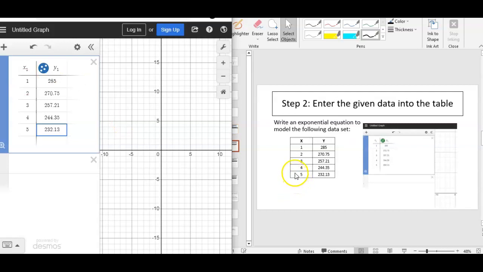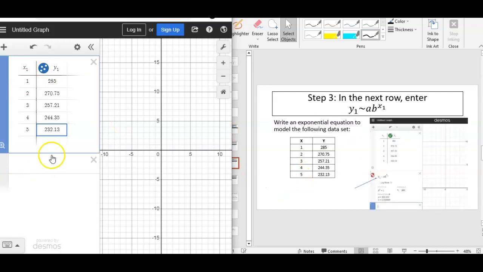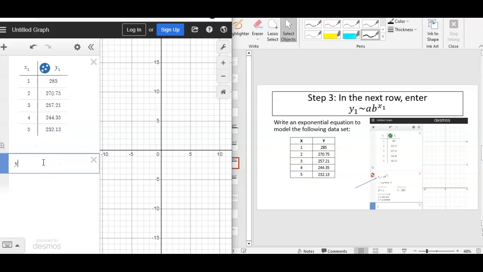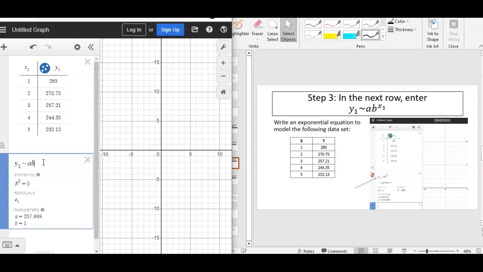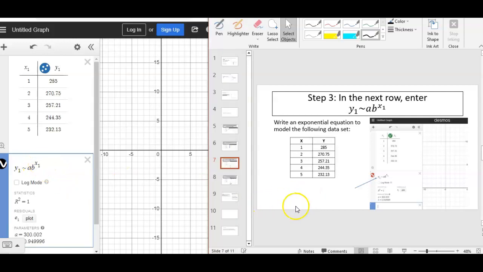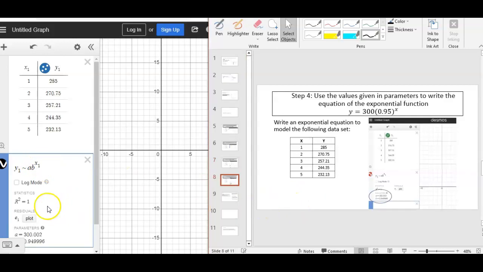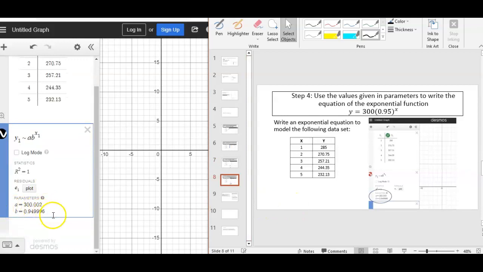So now we're going to tell DESMOS to create an exponential function. So the way to do that is to type y1 is approximately a times b, and then we use the exponent, right? So we do x1. So remember, in an exponential equation, we want the variable to be in the exponent. So now under parameters, it'll give us the values that we need in order to write this exponential equation. So you can see the value of a is 300 and the value of b is 0.95. So our exponential function will be y equals 300 times 0.95 to the x.